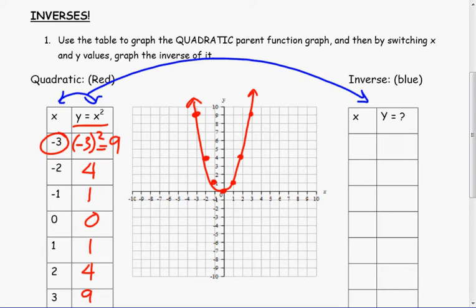So in our first row, we saw that -3 was the x value and 9 was the y value. And so we're just going to switch that. Put 9 in as x and -3 as y. It's as simple as that, so you can go ahead and fill in the rest of the table in the same way.